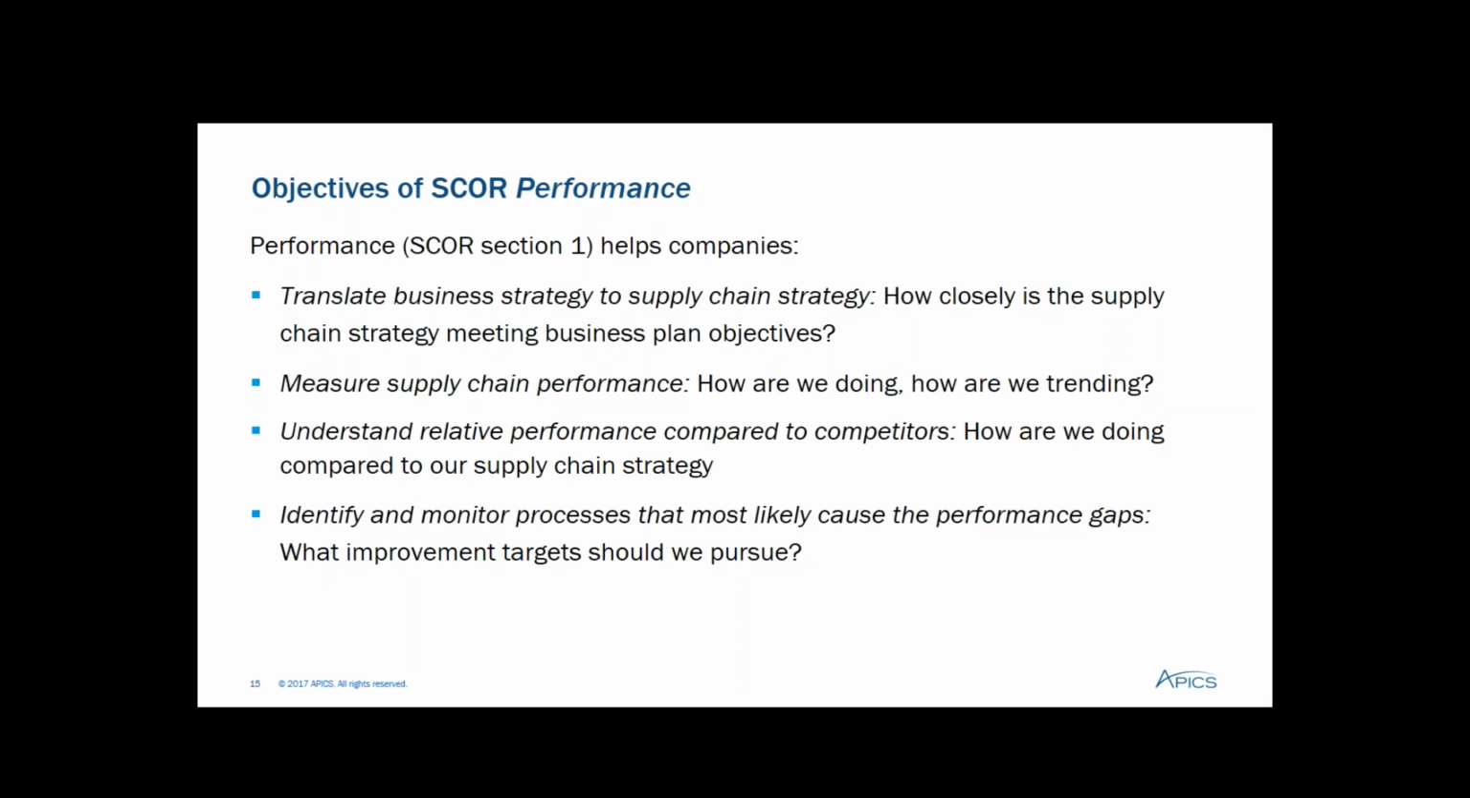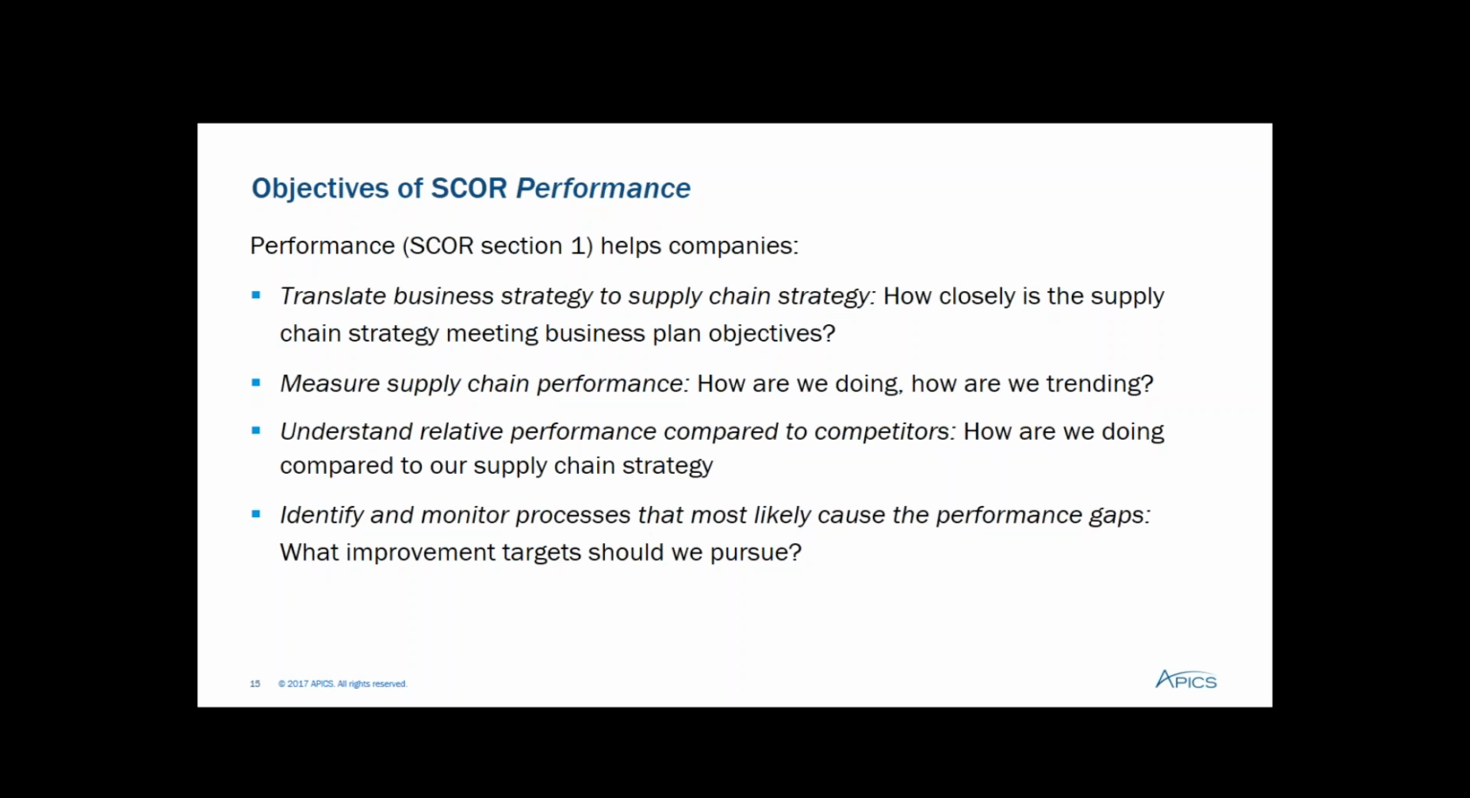Measure supply chain performance. SCOR performance details the performance attributes and metrics that enable businesses to track the performance of individual business and supply chain processes. And SCOR performance provides a repository of performance metrics and formulas that planners can use to gauge the effectiveness of their processes. Understand relative performance compared to competitors.